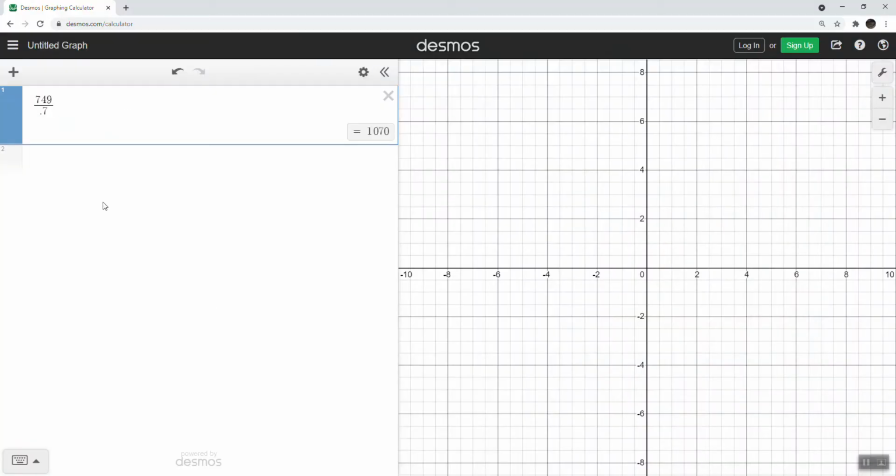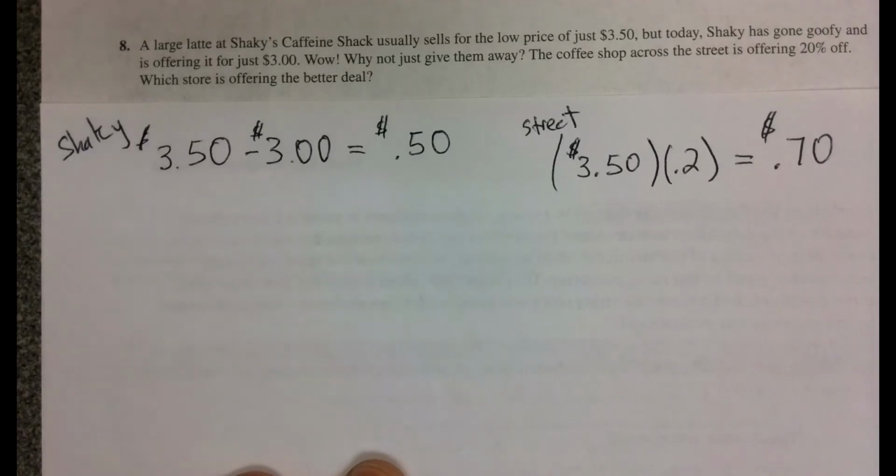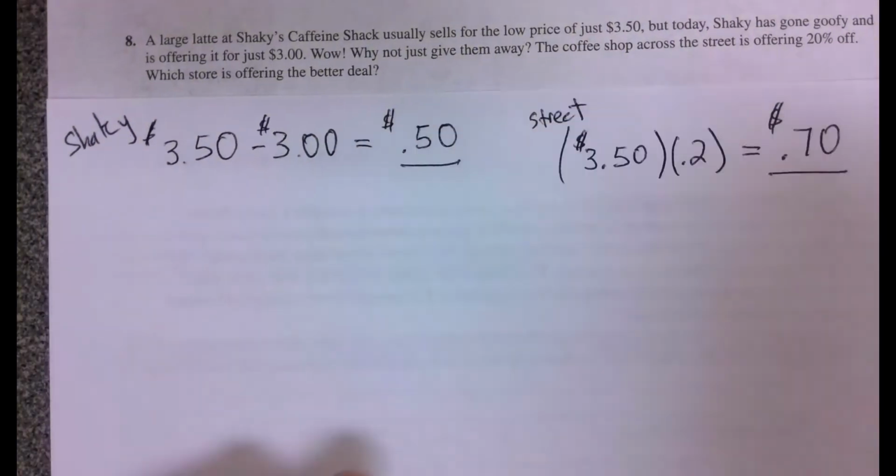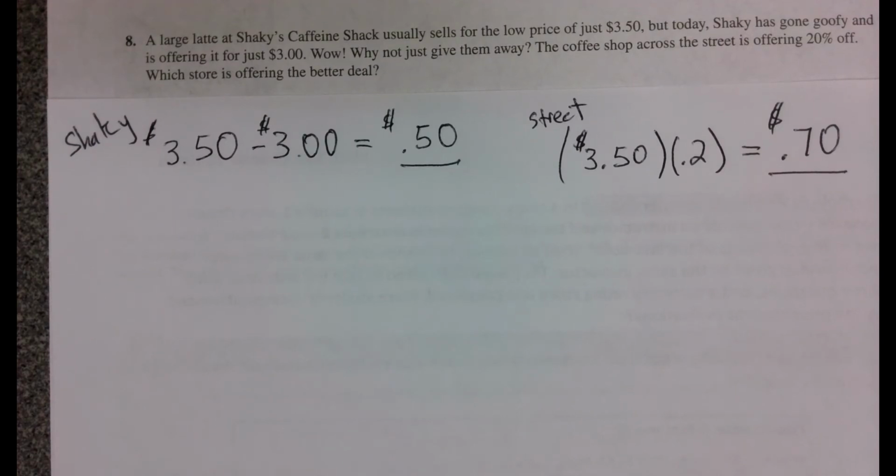Oops. So let's do that. $3.50 times 0.2, and we get 70 cents off. Hey, in this case, the 20% off is the better option because 70 cents is larger than 50 cents. So you get a bigger discount.